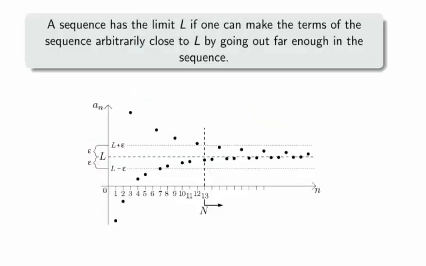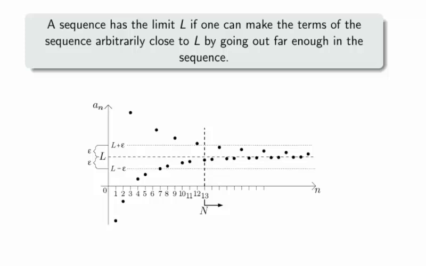Let's think about what this is really saying. Intuitively, a sequence has the limit L if one can make the terms of the sequence arbitrarily close to L by going out far enough in the sequence. A simple way to illustrate this is by thinking of the terms of the sequence plotted in the Cartesian plane. So we plot the points (n, an).